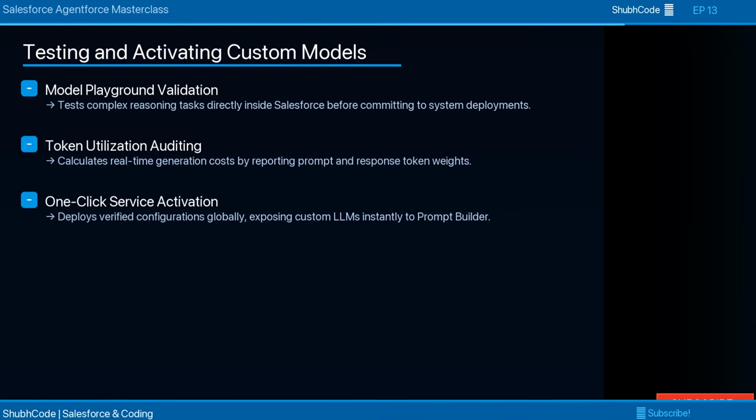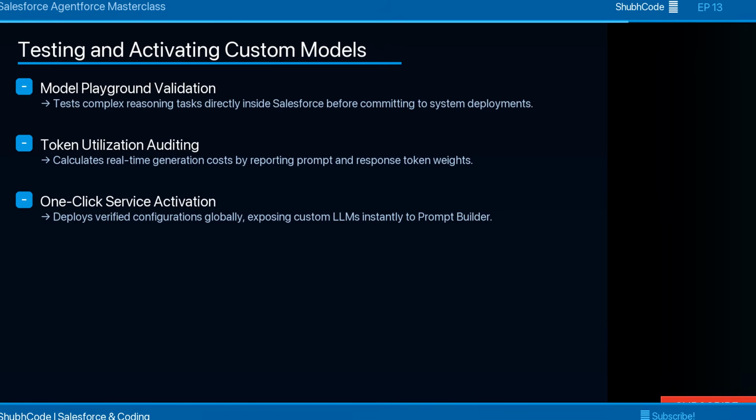We wrap up our masterclass in the Model Builder playground, where the magic truly comes to life. Before activating your external LLM for production agents, you can execute real-time test runs using actual CRM token data. This interactive environment allows you to compare side-by-side outputs, analyze processing speed, and measure token utilization. Once you are satisfied with the performance, activating the model registers it as a globally available service, ready to be consumed by Prompt Builder and Agentforce actions.